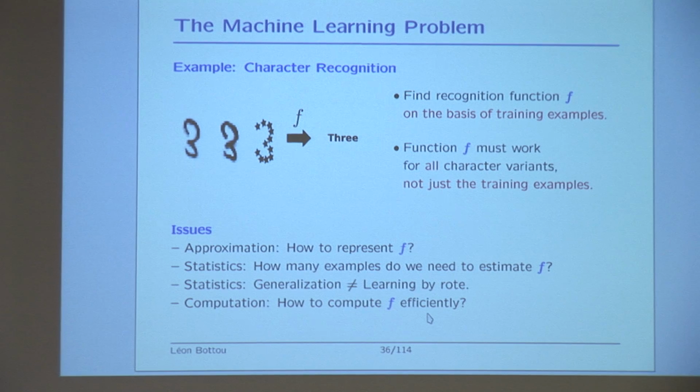So let's go back to the machine learning problem, just some basics. Example, character recognition. We want to find the recognition function on the basis of training examples. We expect that it's going to work for all character variants, not just the training examples. So the issues are approximation, how to represent the function. Statistics, how many examples do we need to estimate the function? And another way to look at this is to say that generalization is different from learning by rote. And computation, how to compute the function efficiently.